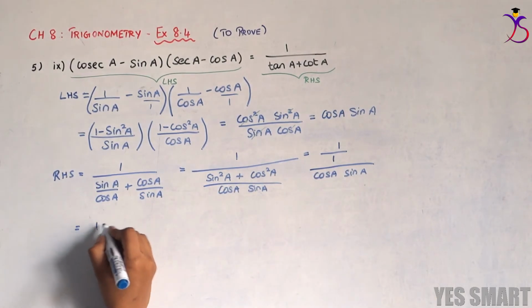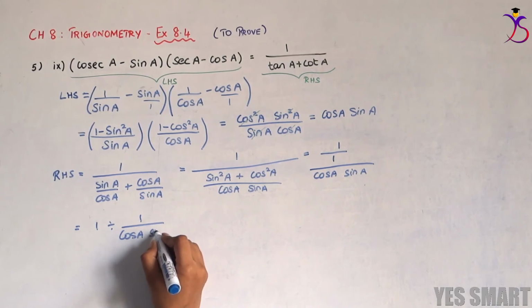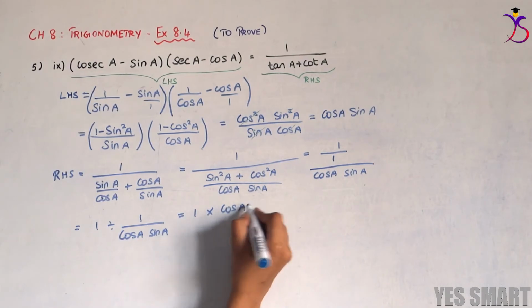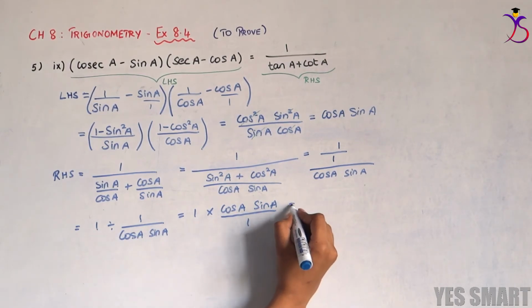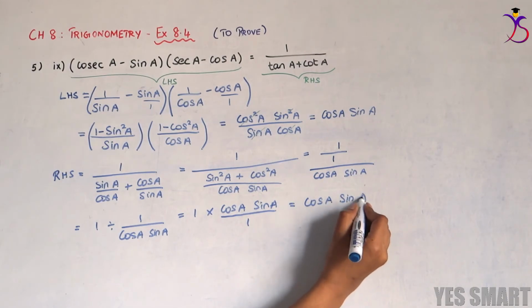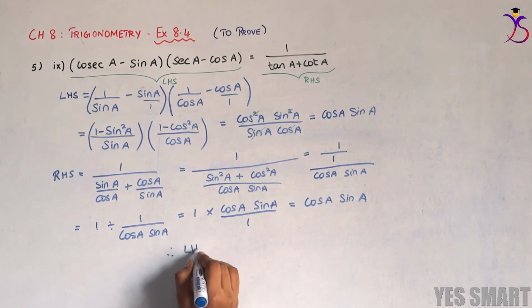It is 1 divided by 1 by cos A sin A. So on reciprocation, it becomes 1 into cos A sin A divided by 1. Now 1 into any term will give you the same term. So we will have cos A sin A, which is the LHS as well. Therefore, LHS equal to RHS, hence proved.